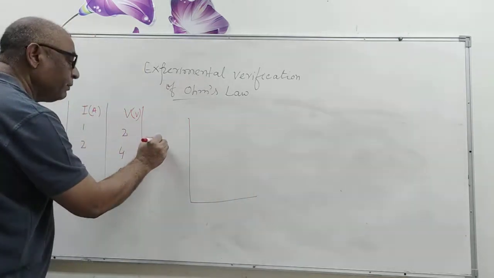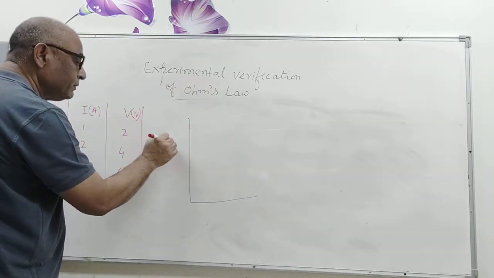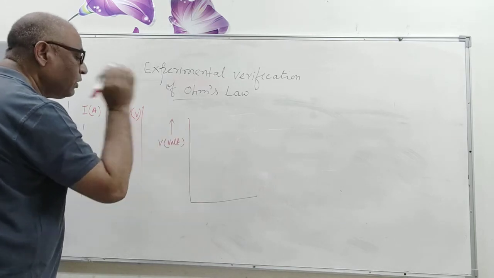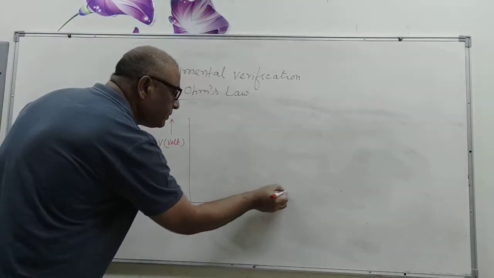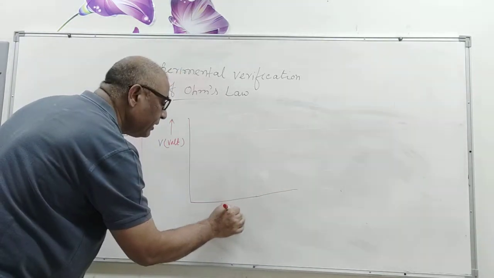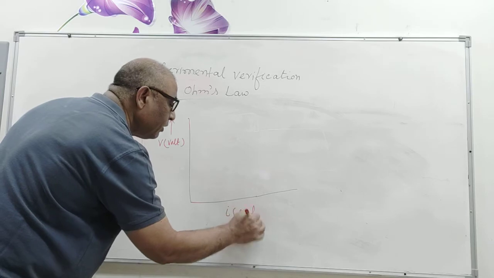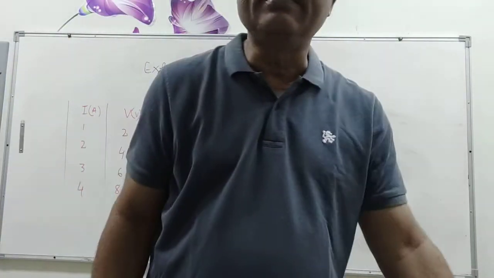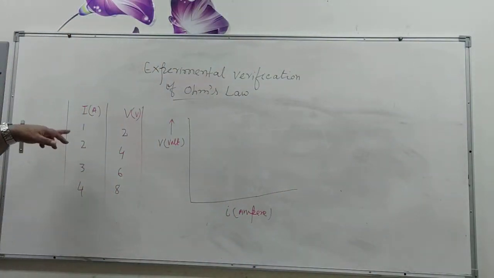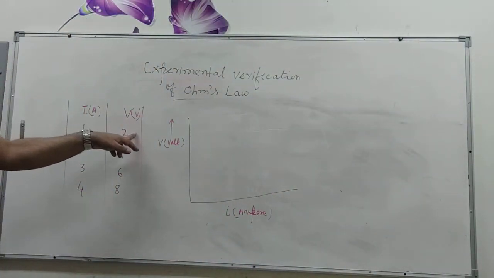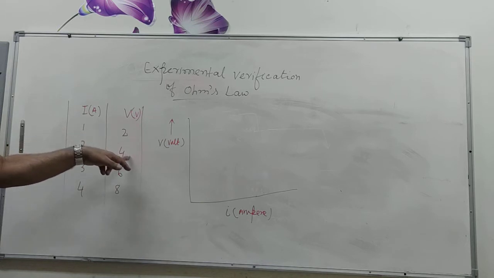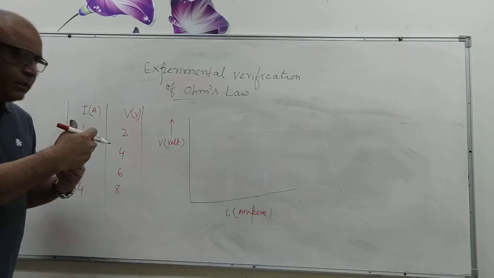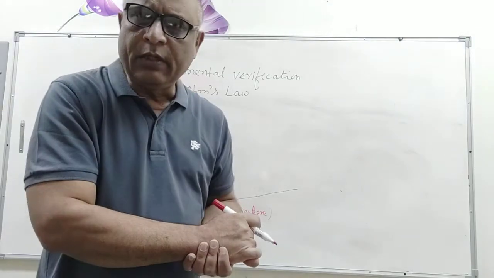Here potential V in volt on the y-axis, current I in ampere on the x-axis. Now here we find that voltage is 2, current is 1. Voltage increases, current increases. Again you find that current is directly proportional to the voltage.